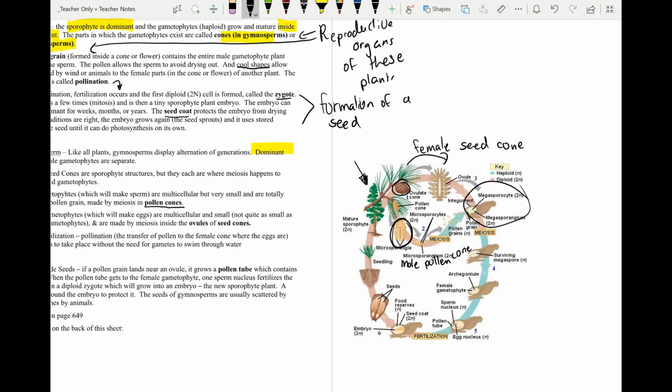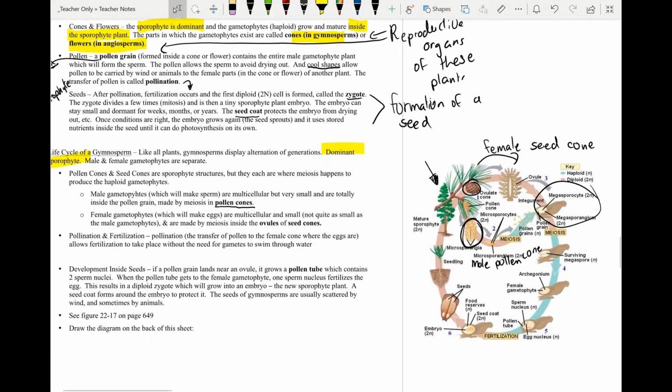And going back over here, so pollination and fertilization. Pollination, the transfer of pollen to the female cone where the eggs are, allows fertilization to take place without the need for gametes to swim through water. So the pollen delivers sperm to the egg.